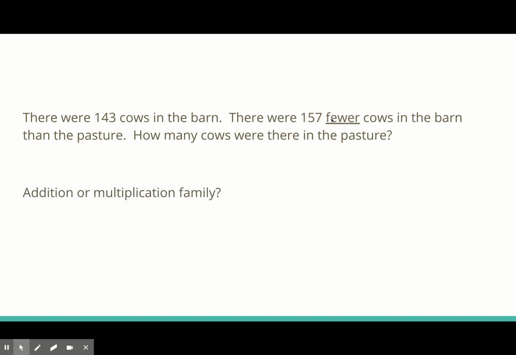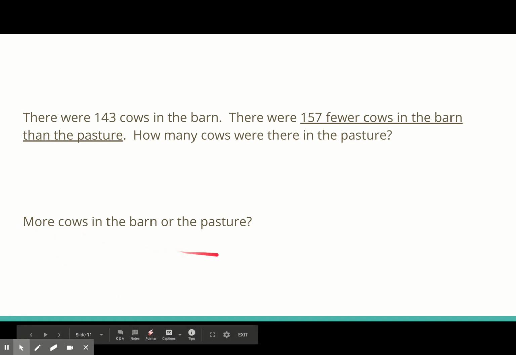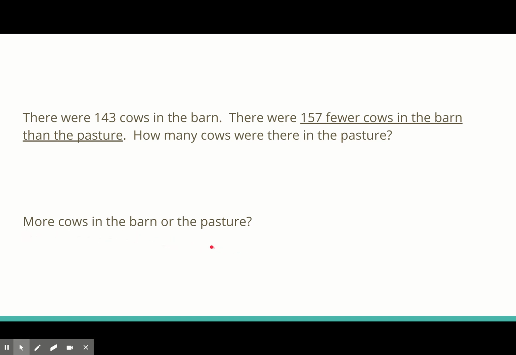I gave you a little clue with this word right here, fewer. So go ahead and pick addition or multiplication. It's an addition family, right? Let's find out the next step. Were there more cows in the barn or in the pasture? We're thinking about it now. There were more cows in the pasture.